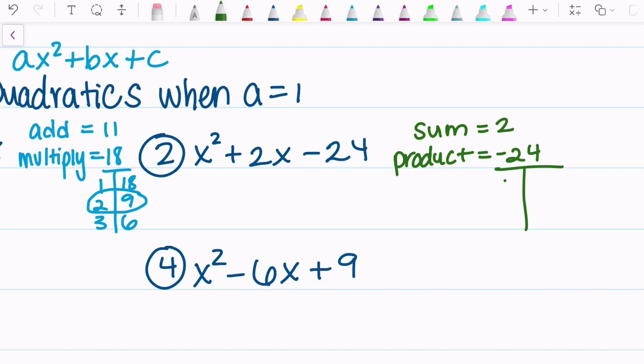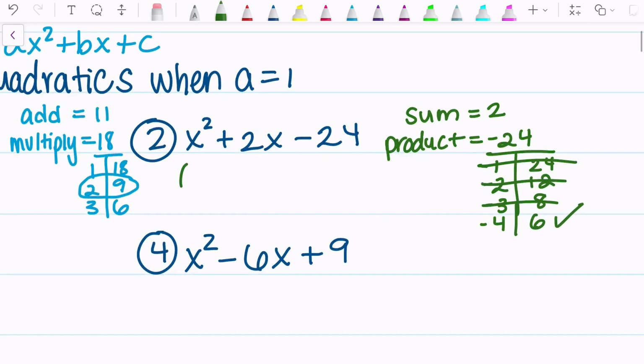So I'm thinking about, okay, well, 1 times 24 is positive 24, and if I made the 1 negative, it would still add to be a positive number, even though it multiplies to be negative, but that doesn't make 2, it makes 23. So I could try negative 2 times 12, but that adds to be 10. Negative 3 times 8, but that adds to be 5. Negative 4 times 6 does add to be 2. And so my factors are x minus 4 and x plus 6.